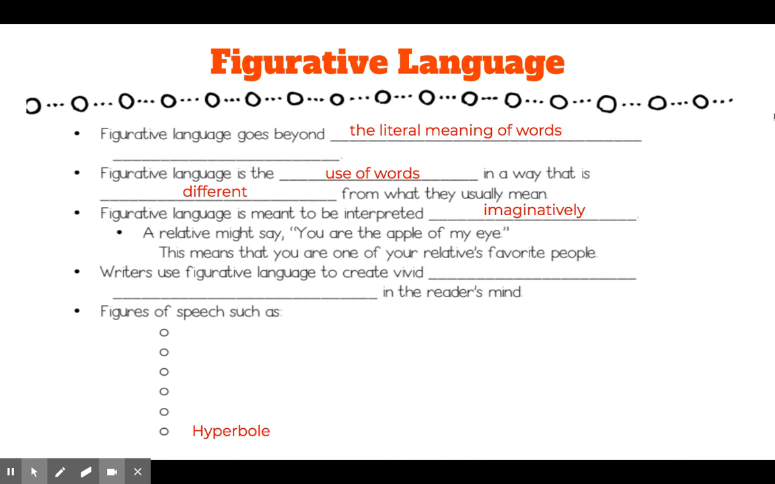Okay, next one. Writers use figurative language to create vivid pictures, ideas, and feelings in the reader's mind. Okay, quite a few examples of figurative language, but we're really only going to focus on 6 of the main ones. So as you can see, the last one is hyperbole. So you can go ahead and copy that down in your notes. And I'm sure you can probably guess what the first 2 are, since you already cut those out and glued those in.